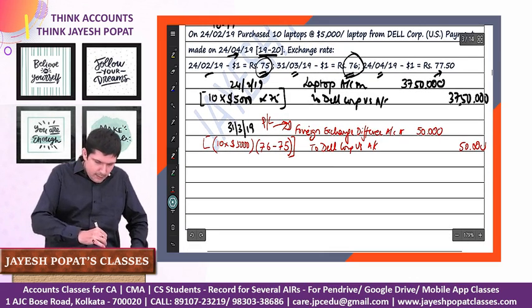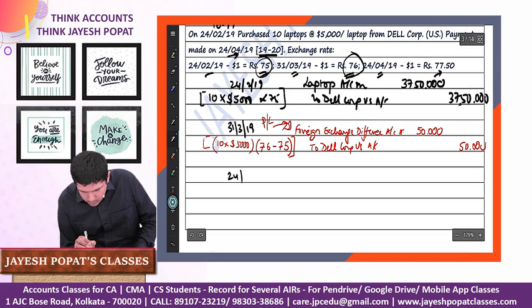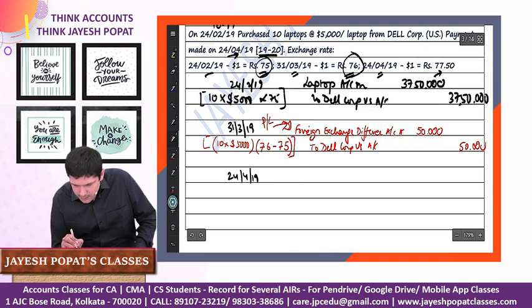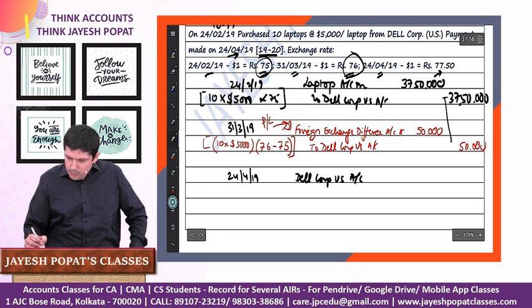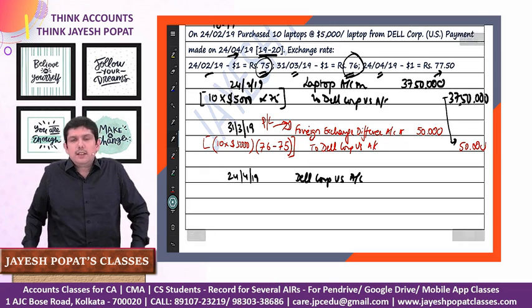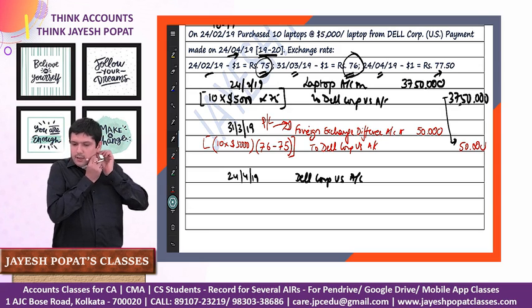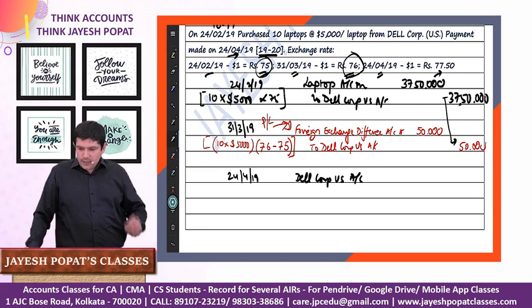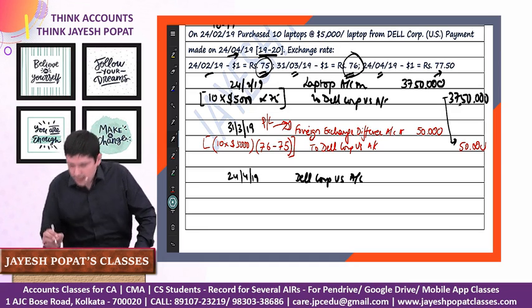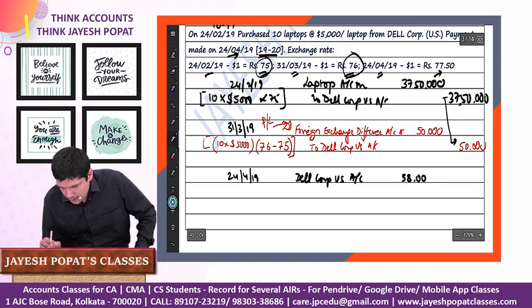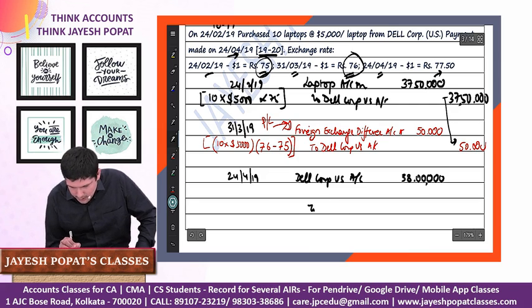Then on the date of settlement of the transaction, which is 24th of April 19, we will say Dell Corp US account debit. See, the balance in the account of Dell Corp US is 38 lakh. 37 lakh 50,000 was initially credited and then subsequently another 50,000 was credited in that account, right? So the total amount which is to be there in the Dell Corp account is 38 lakhs. So we'll debit Dell Corp account with 38 lakhs. Then we'll say to bank account, right?